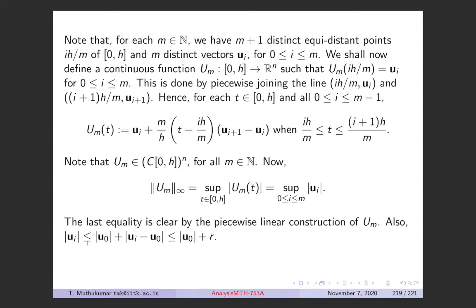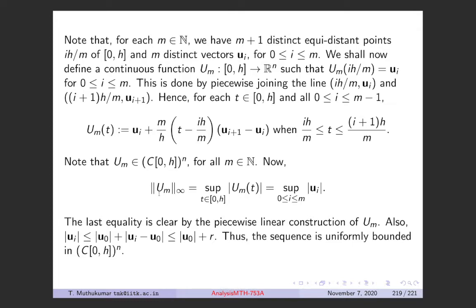If I take any u_i, if I add and subtract u_0, then by the triangle inequality we have this. But these u_i's are always in the ball of radius r, so this is always bounded by u_0 plus r, right? u_0 is given to us, r is given to us initially from the domain, so all the u_i's are bounded by this number u_0 plus r, so this is uniformly bounded.